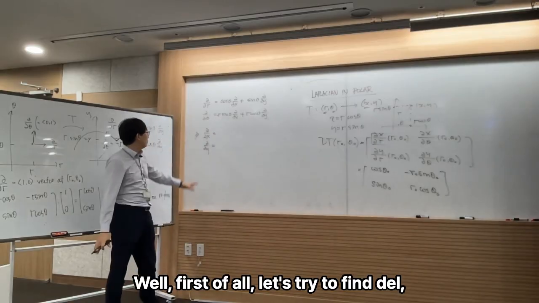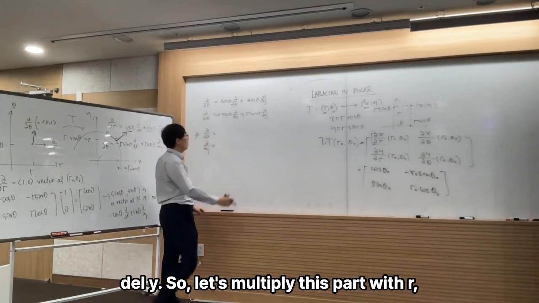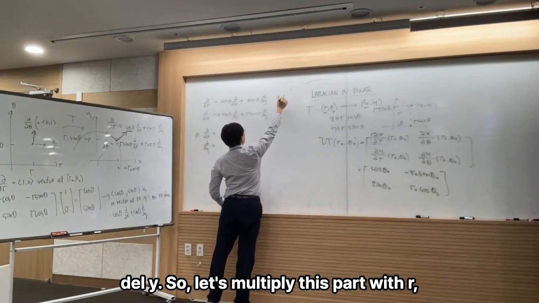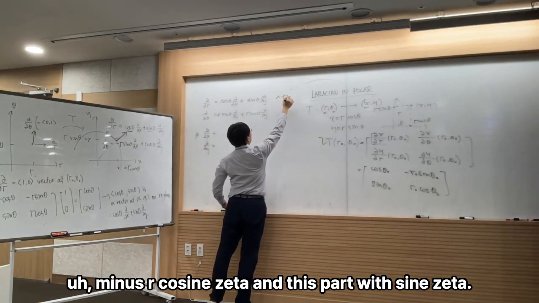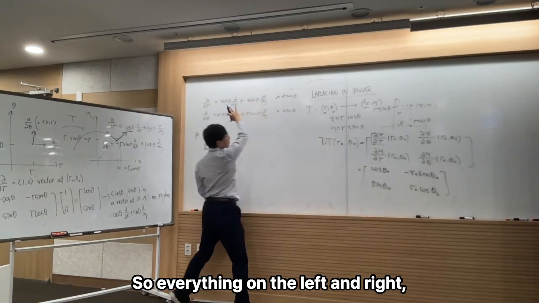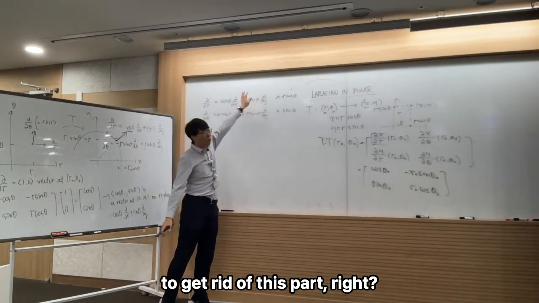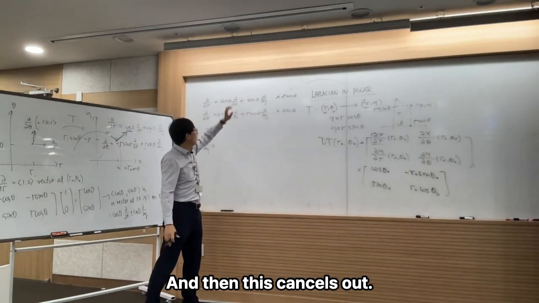Well, first of all, let's try to find ∂/∂x. We need to get rid of ∂/∂y. So let's multiply this part with minus r cosine θ, and this part with sine θ, everything on the left and right. And then let's add them together to get rid of this part, right? And then this cancels out.